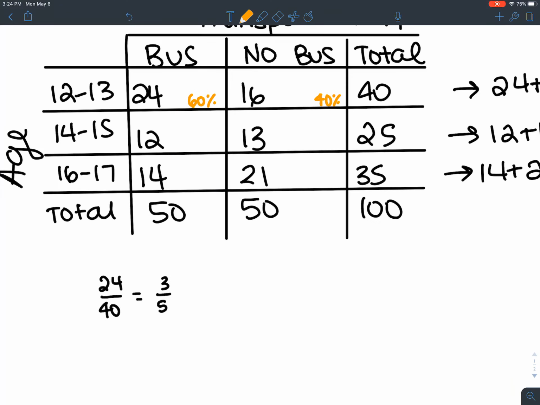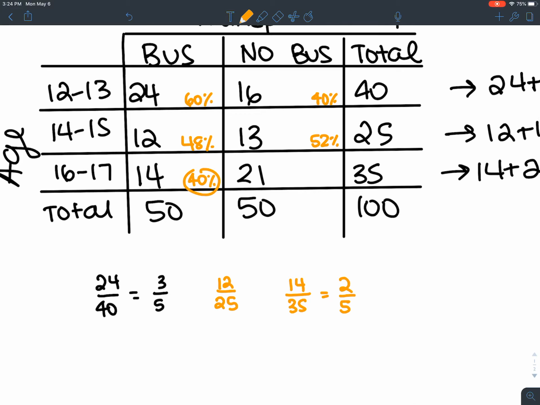So if I do 12 divided by 25, because I have a new total for a new age group, then I get 48%, and then this one would be 52%. Okay, same thing if we do 14 divided by 35, then we get 14 over 35, that is 2 over 5, which is 40%. And to find this second number, I'm just taking that previous one away from 100. So 100 minus 40 is 60%. So we can see that the younger age group has 60, the middle age group has 48, and the larger age group has 40% that ride the bus.